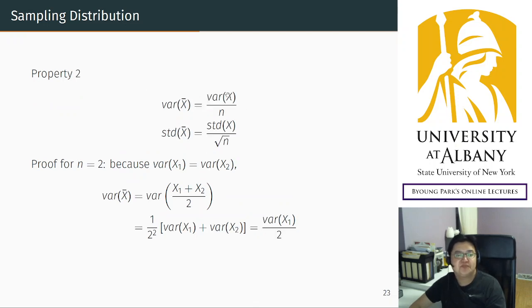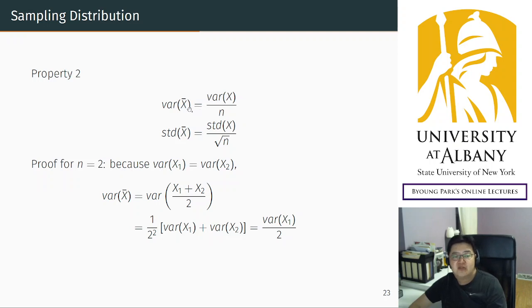And property number 2, the variance, is that the variability decreases as the sample size increases. In particular, we can show that it decreases at the ratio of 1 over n. So the variance decreases at the order of 1 over n, but the standard deviation decreases at the order of 1 over square root n.